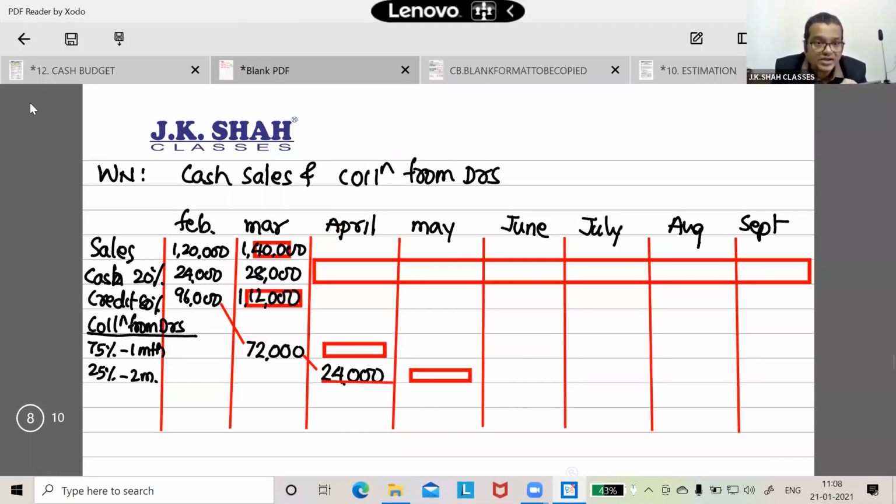Of this 1,12,000, 75%, enough of maths, 84,000 will come over here, and then the balance 28,000 will come over here. Got it? So this total of two amounts, this 84 is different and this 24 is of that. So 84,000 plus 24,000, 108 is your collection from debtors in the month of April.